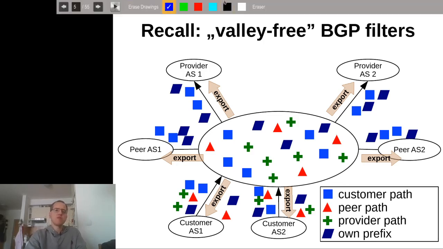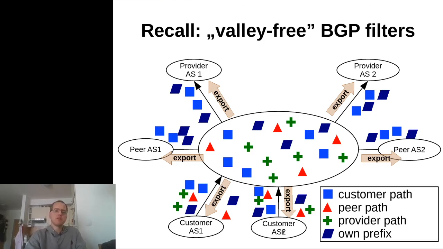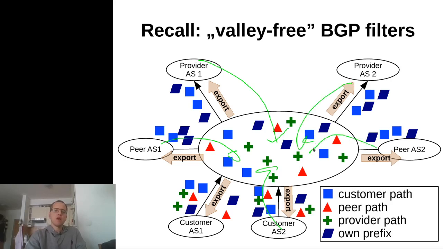First, we have to configure import filters that will tag all the announcements that we received from our neighbors with the type of AS business relationship of the particular neighbor that communicated these BGP announcements to us. So we have to associate these tags with the BGP announcements we received from our neighbors. Of course, we are going to do that on import filters.